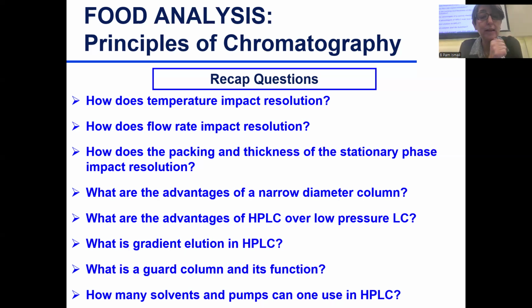How many solvents and pumps can one use in HPLC?